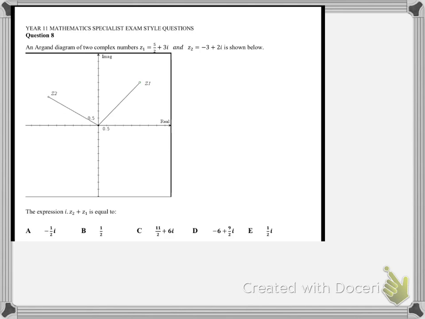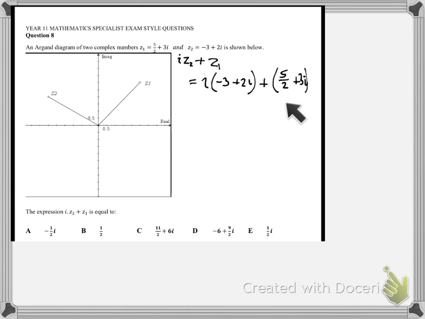Alright, so now here we go, question 8. The Argand diagram has two complex numbers, z1 and z2, and it's shown there. Okay, so we have to calculate this result, i times z2 plus z1. Okay, so the diagram there, the graph, is a little distractor, but you could apply the geometric transformations. When you multiply by i, what happens is that it rotates by 90 degrees, and then when you're adding z1, you can treat it a little bit like vectors. Okay, let's see what happens.